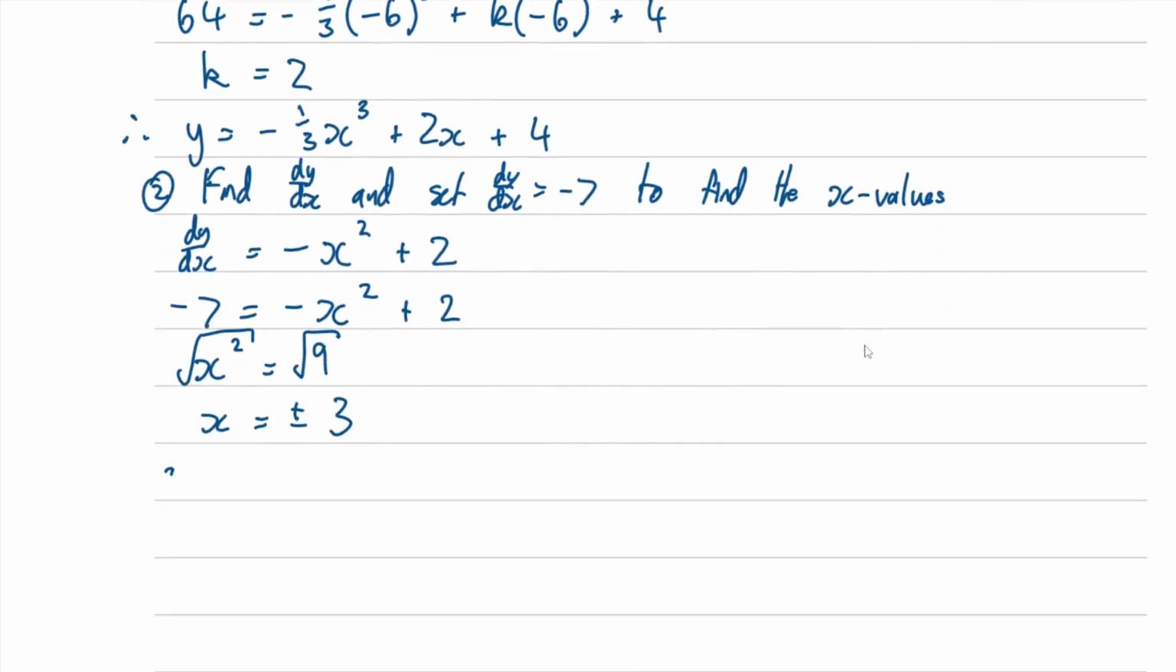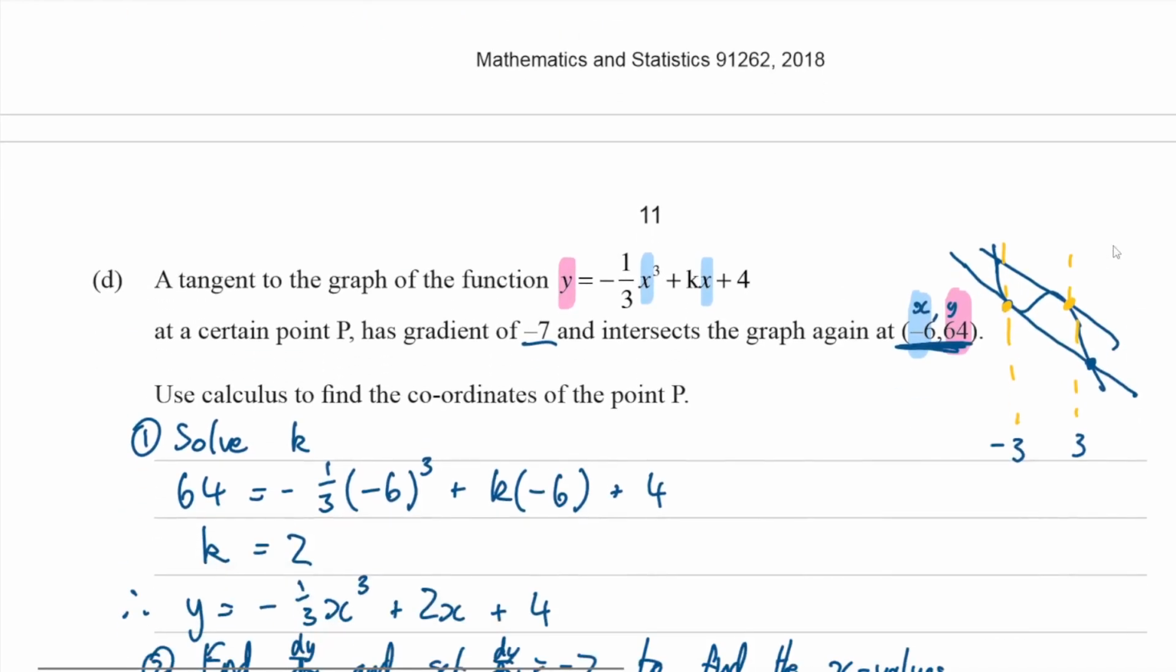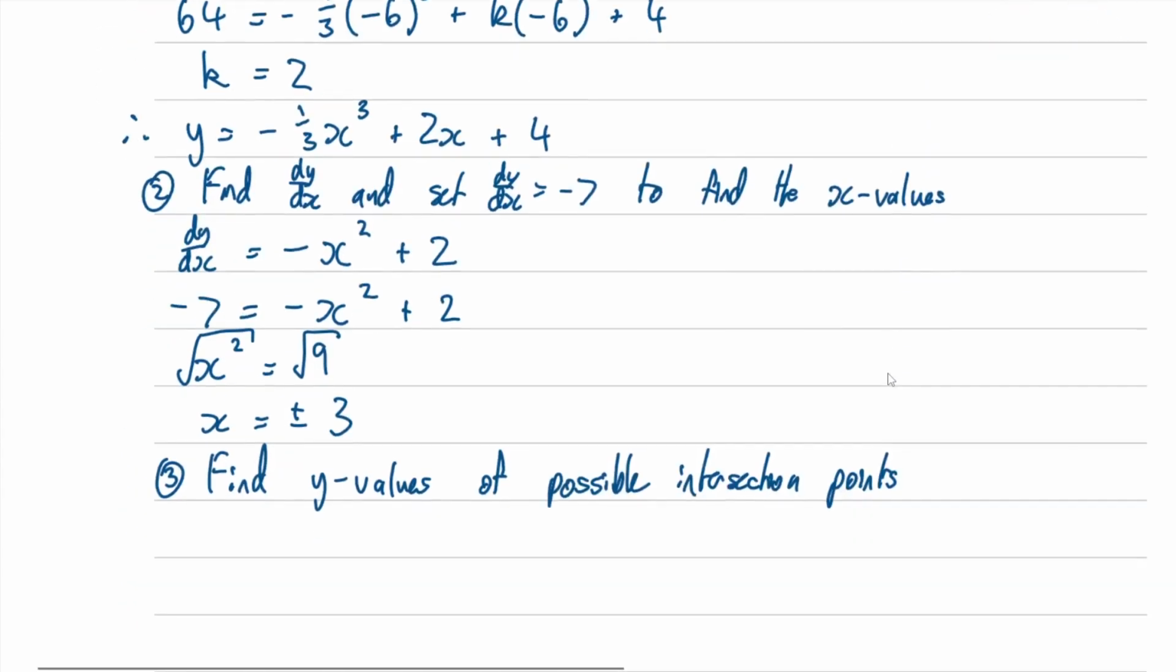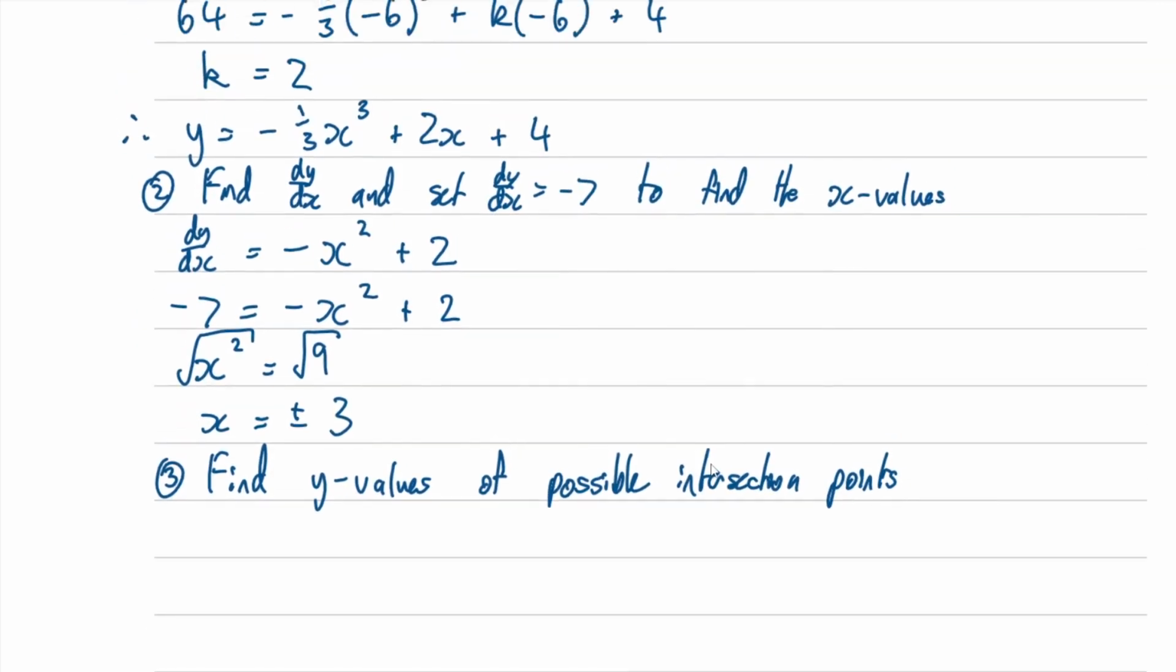So step 3, find y values of possible intersection points. A reminder, the tangent could be the upper one or the lower one, because they both have a gradient of -7. However, only one of them will go through the required point. So finding the y values using our original function.